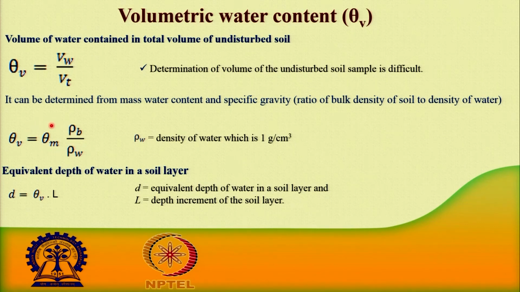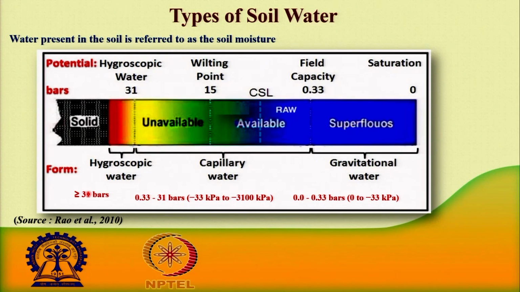The moisture content by weight is multiplied by the ratio of bulk density of the soil divided by bulk density of water, and the density of water we consider as 1 gram per cc. And if we want to express the depth of water in the soil layer, this volumetric water content, if we multiply it by the depth of soil sample we have considered, we get the equivalent depth of water available in the soil.